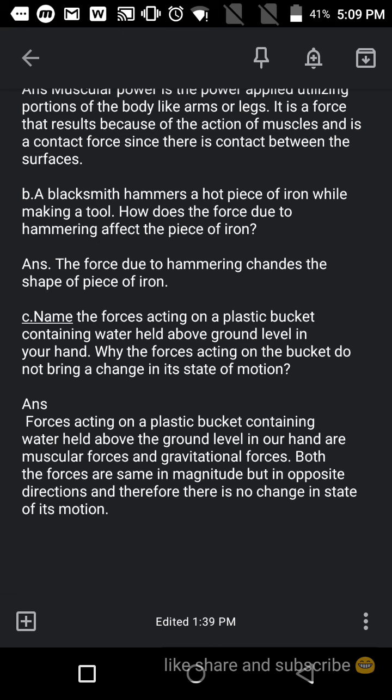Well, it was the hardest question of all. Name the force acting on a plastic bucket containing water held above the ground level in your hand. Why do the forces acting on the bucket not bring a change in the state of motion? Answer. Forces acting on a plastic bucket containing water held above the ground in our hand are muscular forces and gravitational forces. Both the forces are the same in magnitude but in opposite direction and therefore there is no change in the state of its motion.